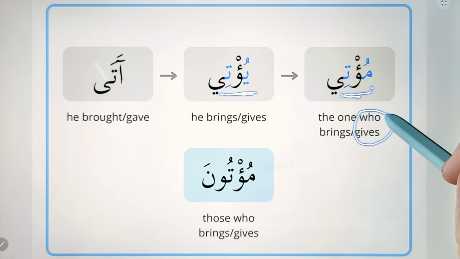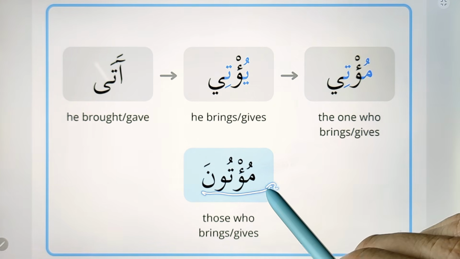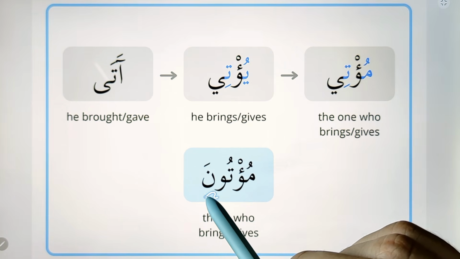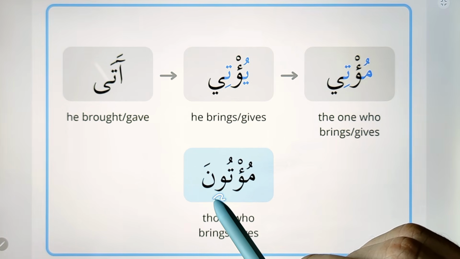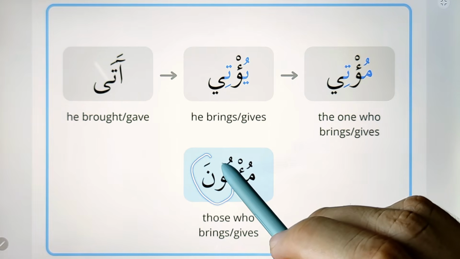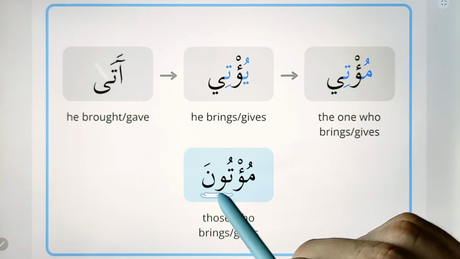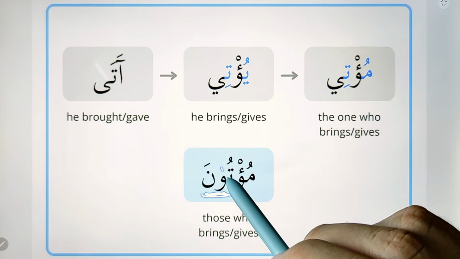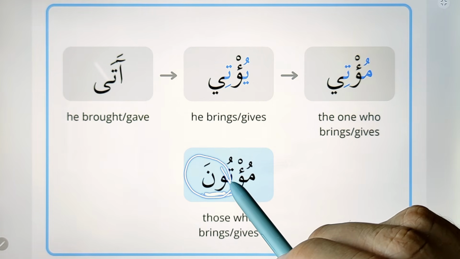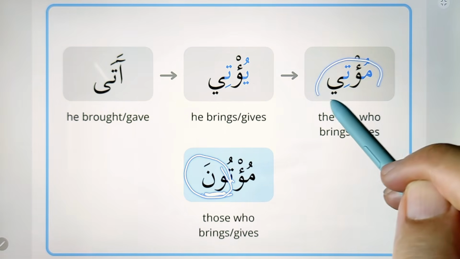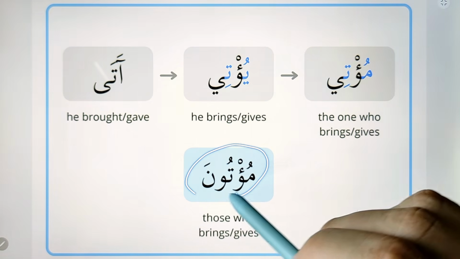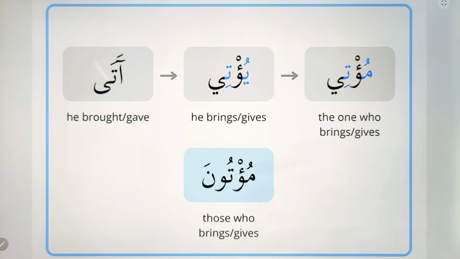But the word that came in the Qur'an was مؤتون. المؤتون الزكاة, those who give zakah. If you remember, we already spoke about how to make a word plural in a previous lesson. When it ends with waw noon, it means it's a plural. So مؤتي means the one who gives. مؤتون means those who give.